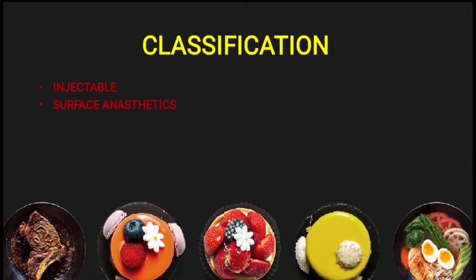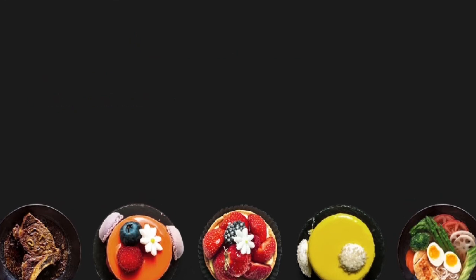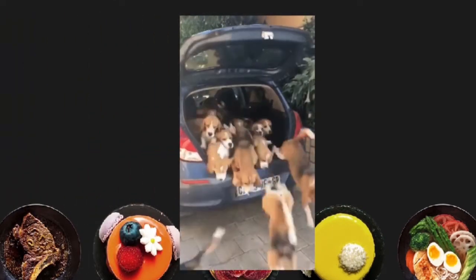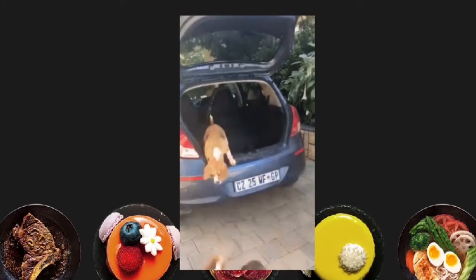Let's start with the classification. So LA is classified into injectable and surface anesthetics, of which first I'm going to discuss the mnemonic for the injectable part. Then we'll go into surface anesthetics. So let's start. Puppies. This is where the mnemonic starts.